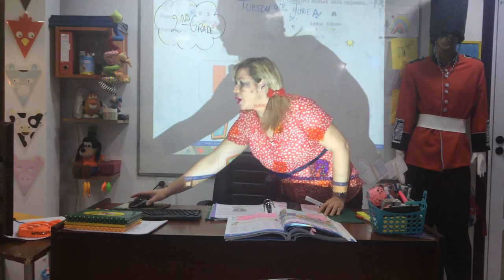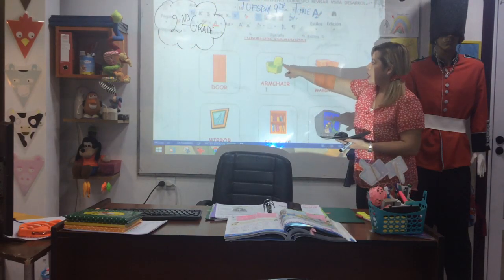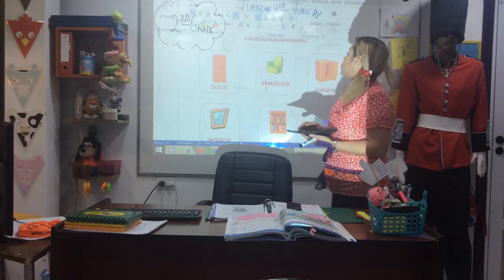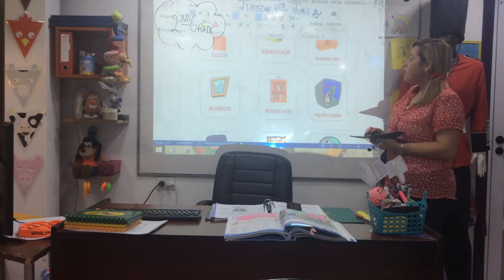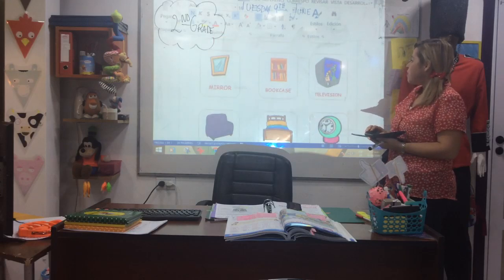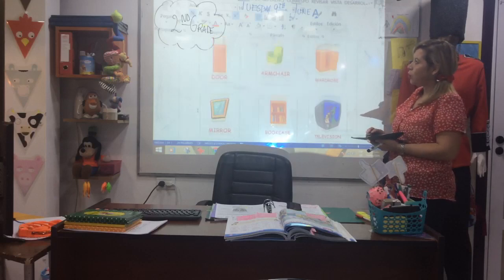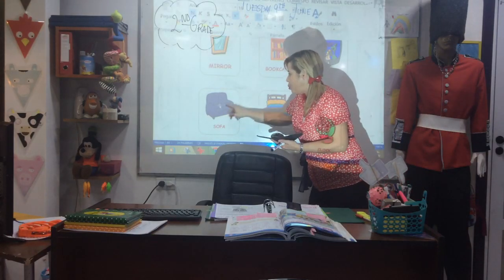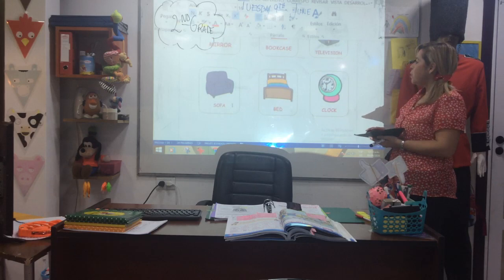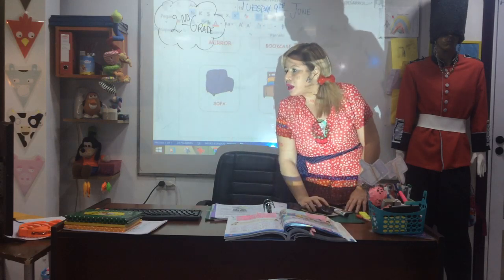There we are. So we have door. Yes, you already know maybe. Armchair. Why is it called armchair? Because it has a place to rest your arms. Wardrobe, to put your clothes. The mirror. The bookcase or bookshelf. Television. Sofa. This one is the bigger one, with two seats. The armchair is single. One, two. Just sofa, and then we have bed and clock. And remember, this is the clock, and this is a watch, okay? Good, that's what I wanted to show you.